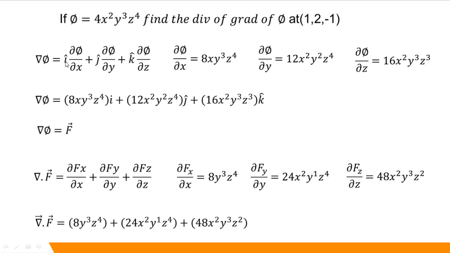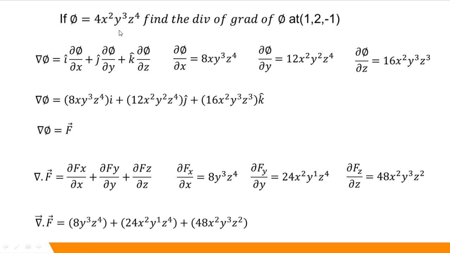The equation for the gradient of a scalar function is i dou phi by dou x plus j dou phi by dou y plus k dou phi by dou z. So this is the equation for the gradient of phi. Here dou phi by dou x means you differentiate this function phi with respect to x. Phi is 4x square y cube z to the power 4. When differentiating, this becomes 4 into 2, 8x y cube z to the power 4. So that is dou phi by dou x.